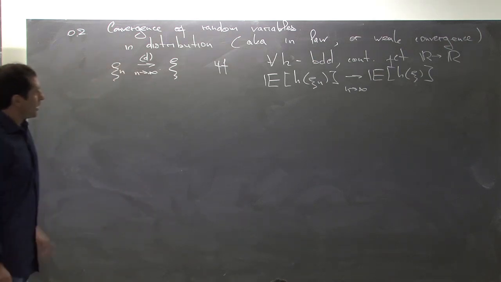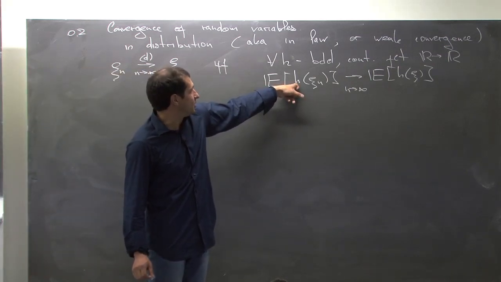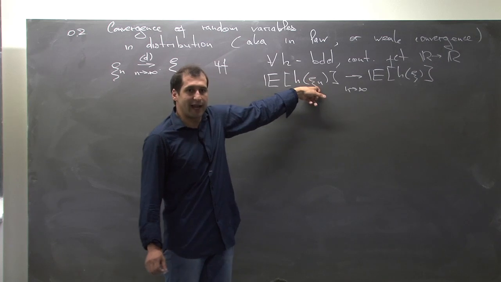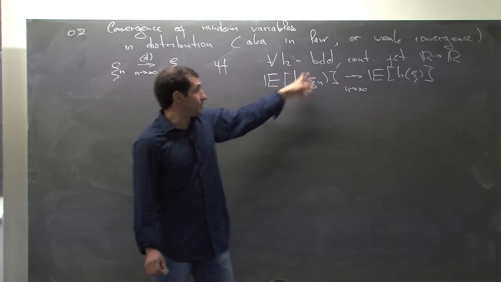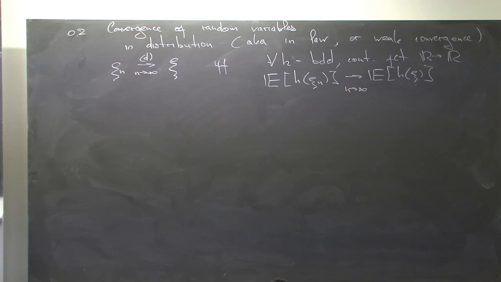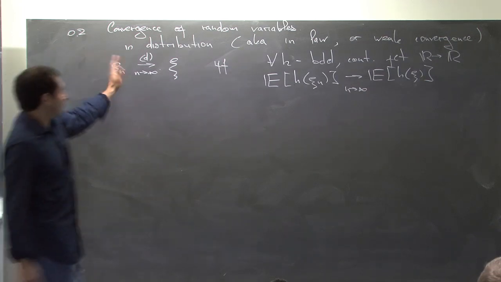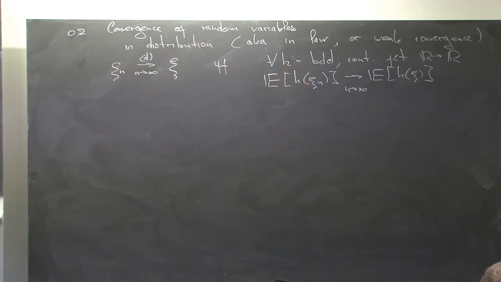So it's tempting to think about this function h of x being x, right? Then we would get the expectation. The problem is that it's not bounded. So in general, you cannot play with that. If you know that the values of the xi's are uniformly bounded, then you know that the expectations do converge. Otherwise, this might not be the case.